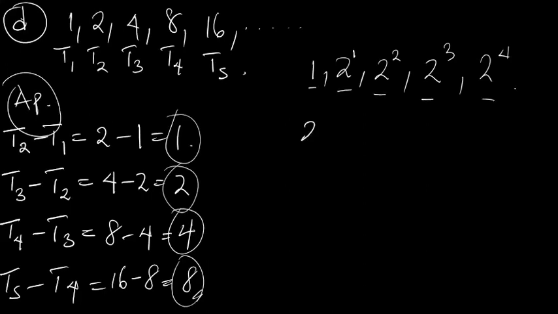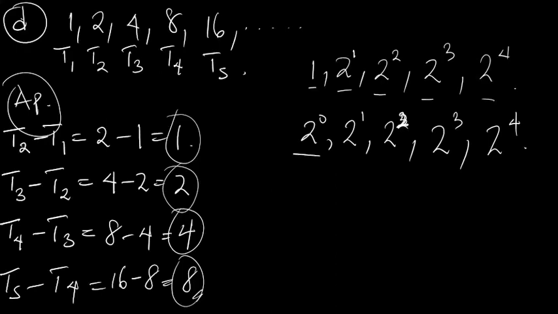And we know that anything raised to power 0 is what? 1. So that means this one is the same thing as 2 raised to power 0. This is 2 raised to power 1. This is now 2 raised to power 2, sorry. This is 2 raised to power 3. This is 2 raised to power 4. Now if you look at it, the first term you have 0, the second term you have 1, the third term you have 2, the fourth term 3, the fifth term you have 4.